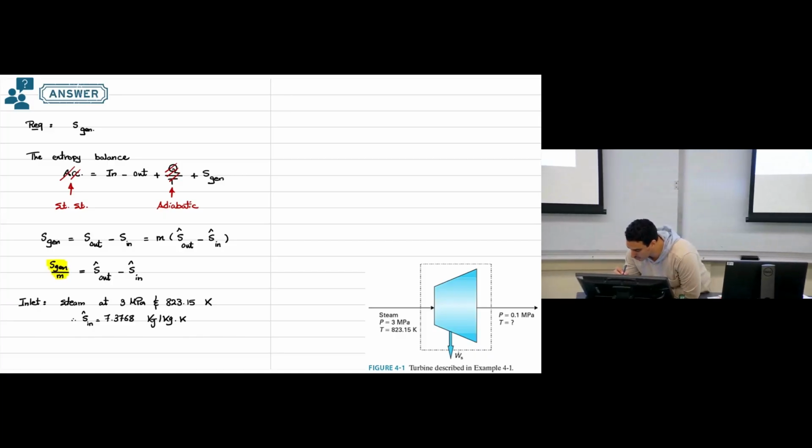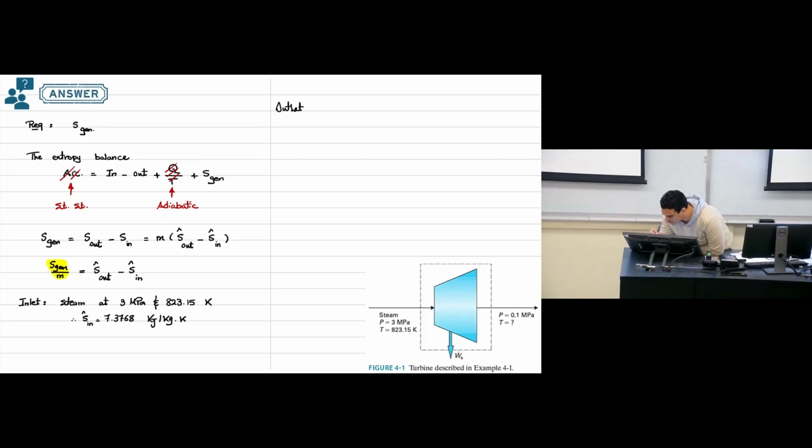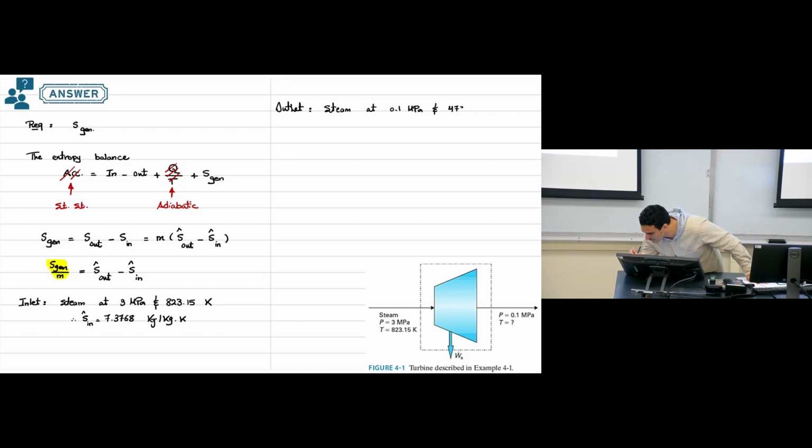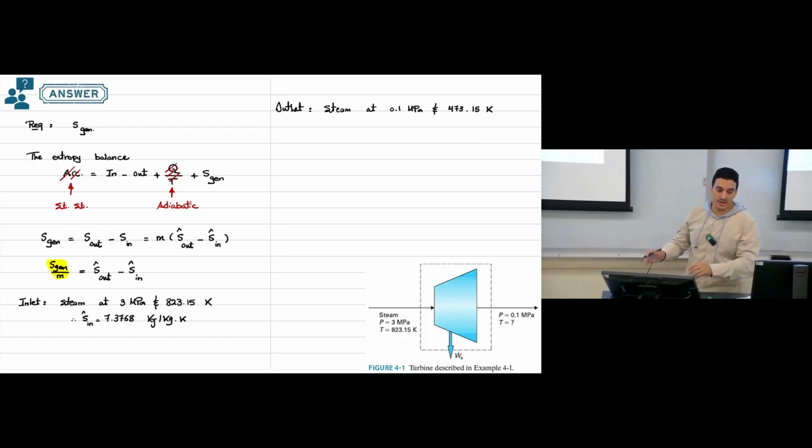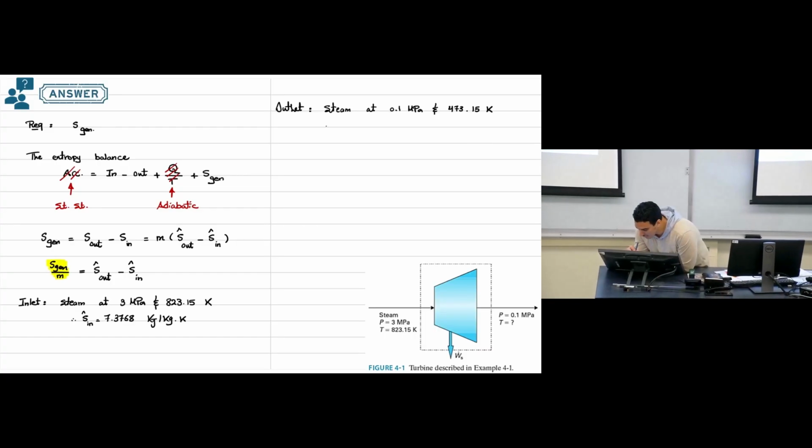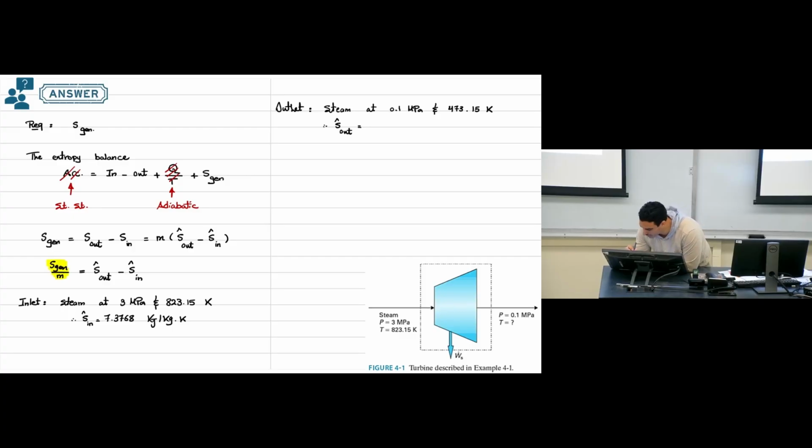And the same thing, you can go to the outlet. So for the outlet we have steam at 0.1 megapascal and the temperature was 473.15 Kelvin. So I have two pieces of information. Then directly you can use the appendix. Then from the appendix you can find the specific entropy for the outlet. This one will be 7.8356 kilojoule per kilogram Kelvin.